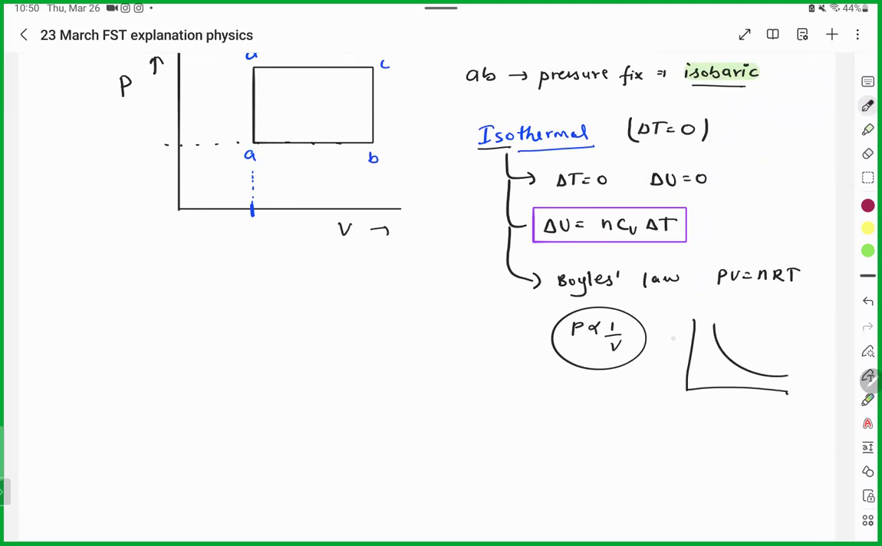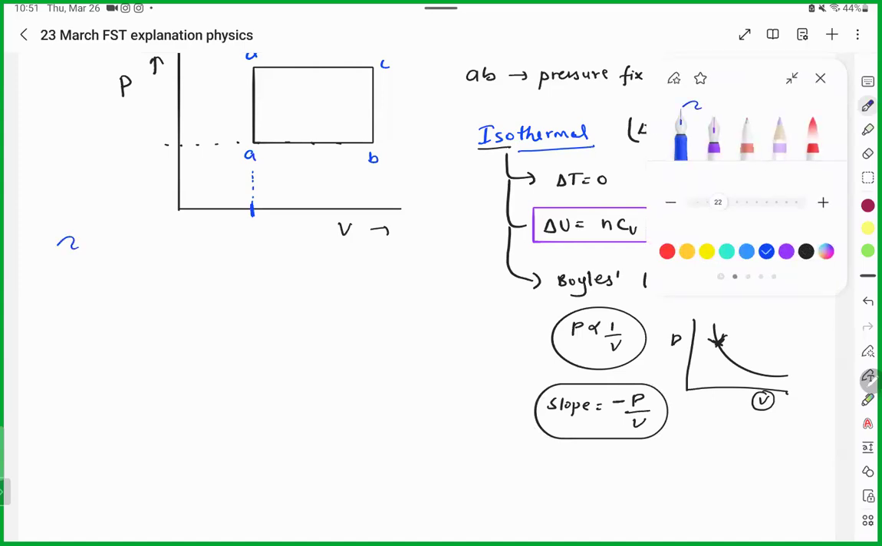Parabola, correct? PV graph. Here the slope will be minus P by V. Why minus? If pressure is decreasing, like downward, volume is increasing. Volume positive, pressure negative. So it will be a negative slope for the isothermal process.